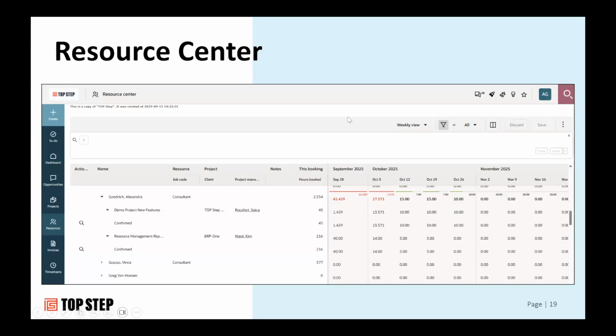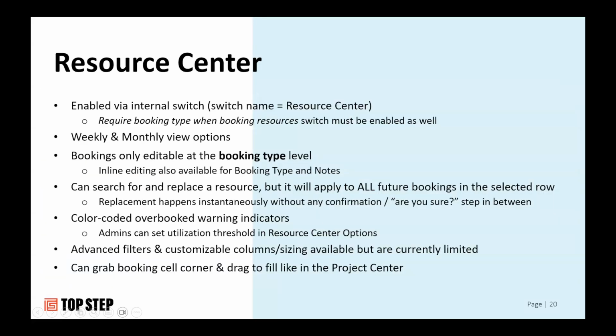But let's talk about what you can do in this new resource center. It is a switch, so you do have to request it from support, and there is a requirement that if you turn this on, you have to be using booking types, and booking types have to be required. So that is something you need to decide. If you are not using booking types, or if your booking types are not set on the back end to be required, then you may not be able to benefit from this new system option. Like the Project Center, it gives you both weekly and monthly views that you can toggle between. You can edit the bookings at the booking type level.